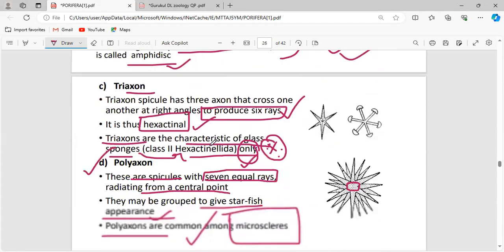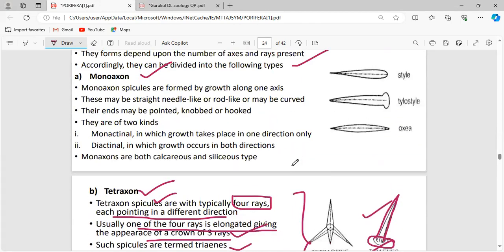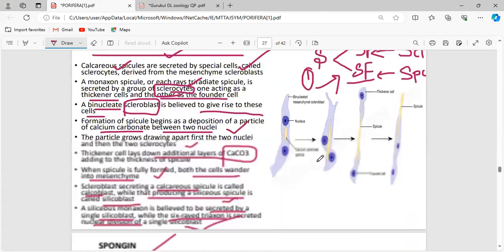Okay, fine. If it has three axes, then it has six rays. Clear? If it has three axes arising from the center, and growth also occurs from the other end of each axis, so each axis has two growth points, then it produces six rays. This is the difference between the axis and the rays. In the same way, everything else will apply. Okay, fine. This is about the axon.